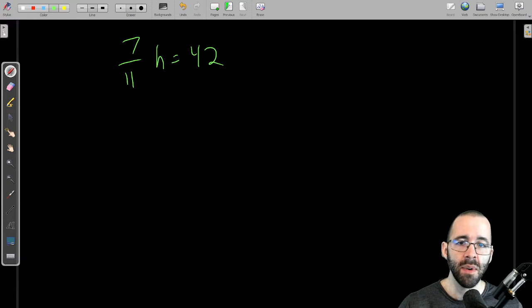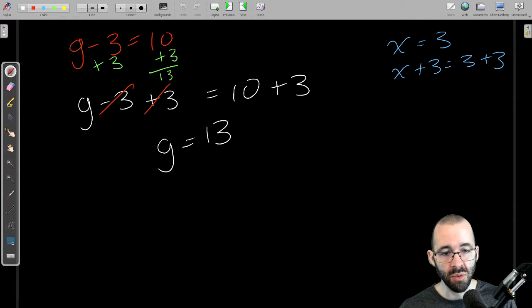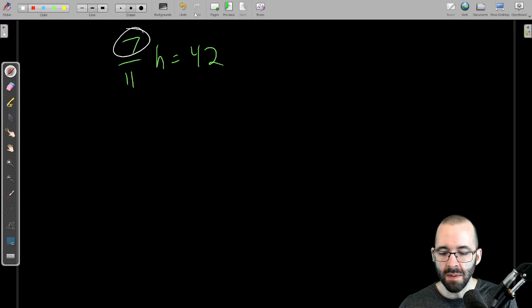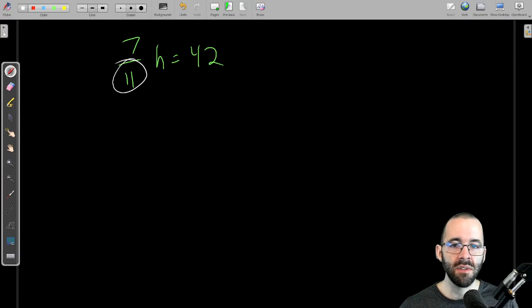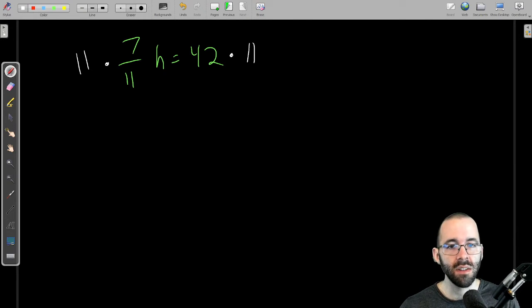One way is to multiply by the reciprocal. That really works because then things cancel out. I'm going to do it the slightly longer way. So h, what's happening to h? In the last one, g, we were subtracting 3, so we undid that by adding 3. h is getting multiplied by 7 and divided by 11. So we can cancel out each one of those. It's getting divided by 11, so we want to undo that with multiplication. Let's multiply both sides of this equation by 11.